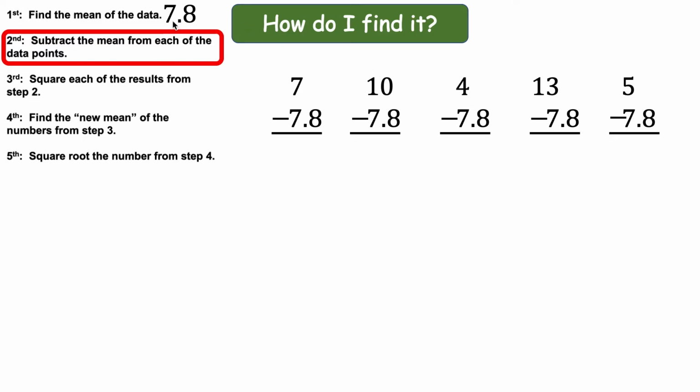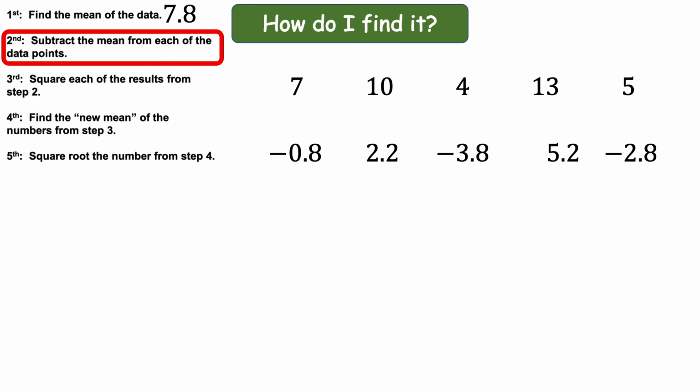Now I'm going to put one up here just so we can kind of keep track of what it was before. So each one of these data points, I'm now going to subtract my mean from. Okay, so it's negative 0.8, 2.2, negative 3.8, 5.2, and negative 2.8. Now, I got problems because I got negatives here. So that's what this next step kind of accounts for, or makes it so that it doesn't mess up our calculations later on. So I'm just going to take off those 7.8s.